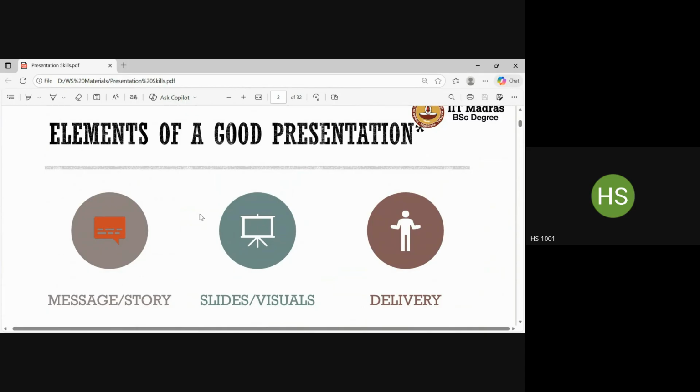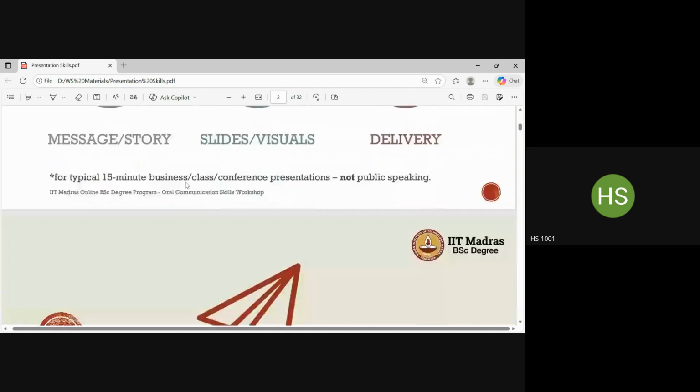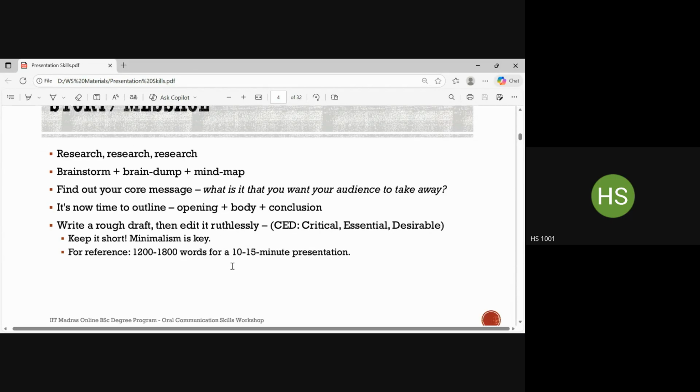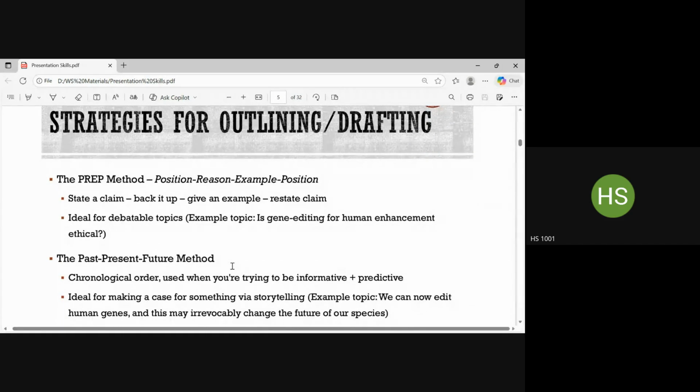Any good presentation will have three main elements: the message or the story, the slides or the visuals, and delivery. When you're trying to craft your story or your message, we need to do a great deal of research, form a rough draft, find the structure of your presentation, and then edit that rough draft. Make sure that your draft is minimal in terms of words that you use in order to communicate your ideas.